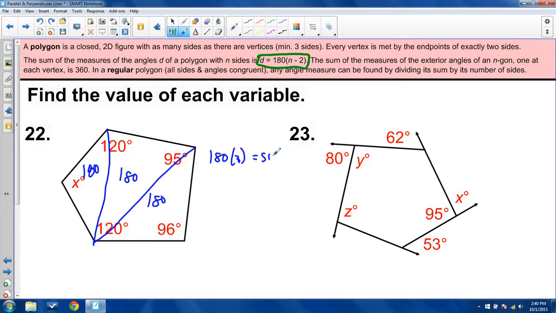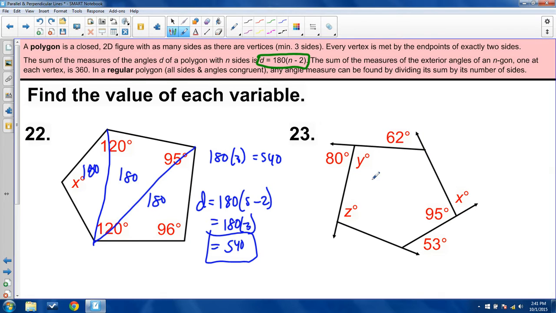That's 540. Now that's what we would have done if this was a 5-sided shape, which it is. We're going to do 180 times 5 minus 2. So that is, once again, 180 times 3, or 540. Doesn't matter which way you do it, but at least now, even if you forget the formula, you can make more sense of why it is what it is.